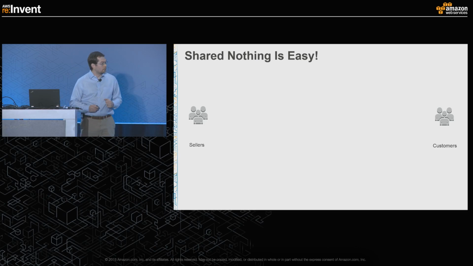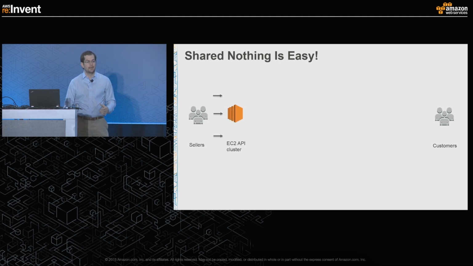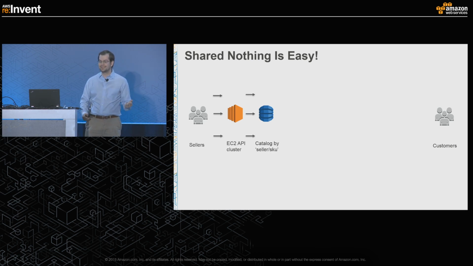So if we were to build this from scratch, you might think, given the AWS components out there, that actually this would be really easy to put together. So shared nothing is easy. We could imagine that if we start from our sellers, that we'd have a big API fleet, and then from our API fleet, it would then push down into a NoSQL database.